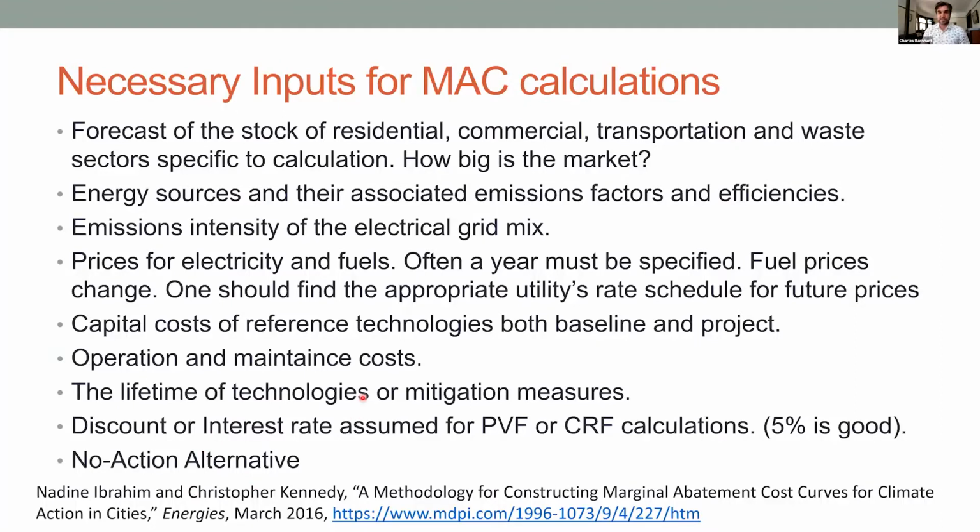Lifetime of the technologies is really important. That's what you use to actually annualize the cost of something. So if a project lasts a different amount of time than baseline, then that loan term is going to change, right? The last thing you want to do is continue to pay a loan for something that's already broken.